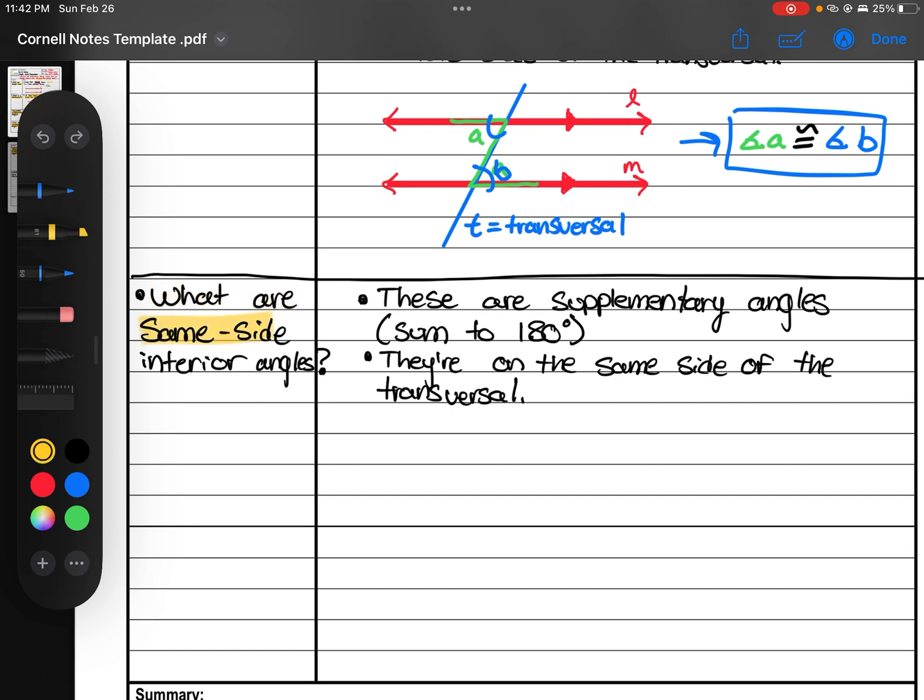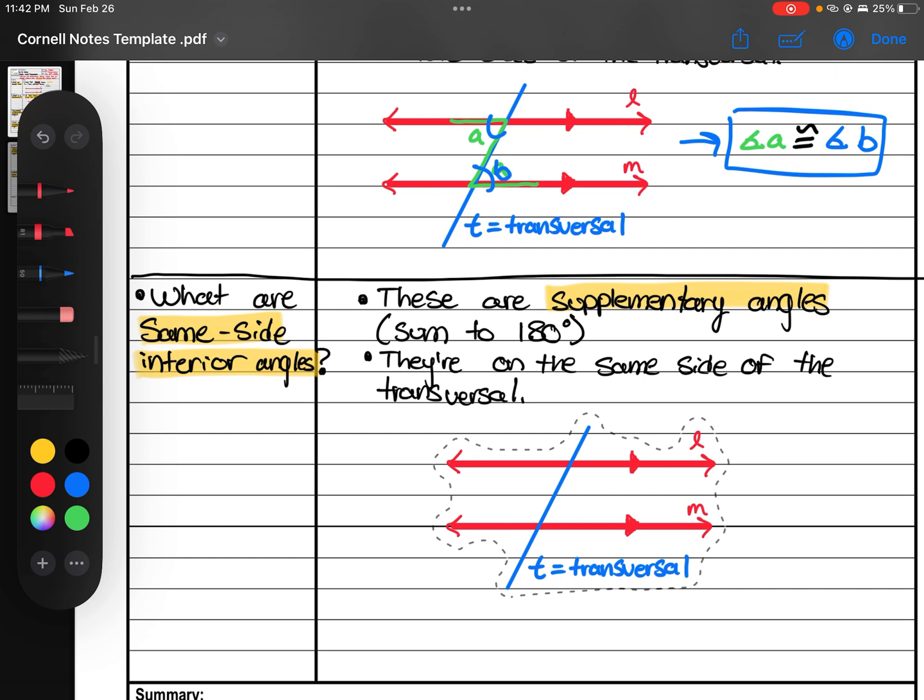So what are same side interior angles? These are supplementary angles. We already know these are angles that would sum to be 180 degrees. We already know that from our definition of supplementary. So make sure you get that written down. And they're going to be on the same side of the transversal. So what I want you to do again is copy down that drawing. And you're going to see here these same side interior angles, they're going to be on the same side.